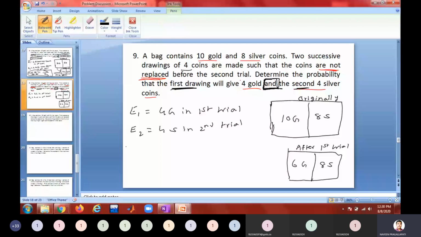What is the question? Determine the probability that the first drawing will give 4 gold. That means E1. And means multiplication; in the symbol, E1 and E2 means intersection. And the second will give 4 silver. That means E2. That is what he is asking us to find. Now, what kind of probability is this called?